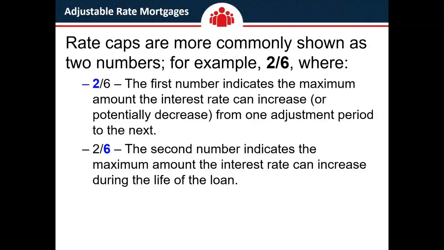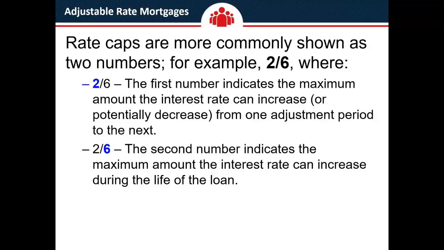So, imagine you have a start rate. Remember, you have to know the start rate of 4%. They may call it an introductory rate, a start rate, initial rate. But whatever it is, it's 4%. And you have a 2/6 cap. That means that the most it can go up or down each adjustment period is 2%. 2% up or 2% down. But the most it can go up over the life of the loan before it's capped out, it can't go up any higher, is 6.